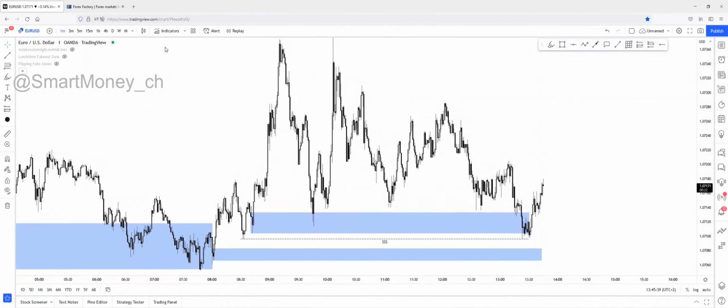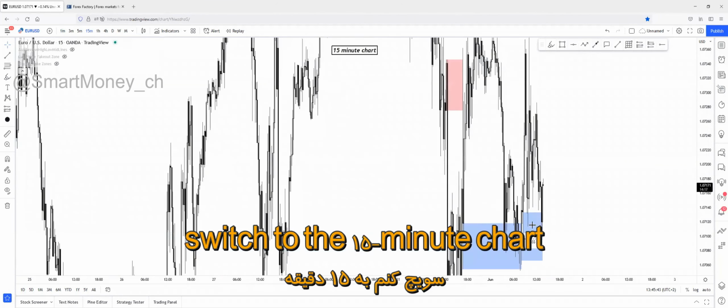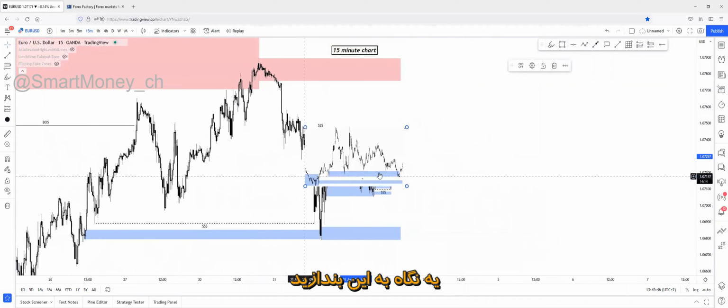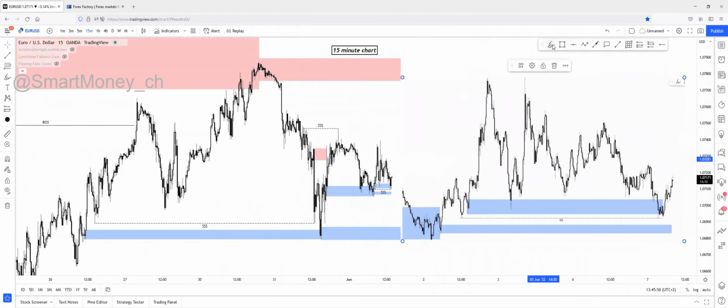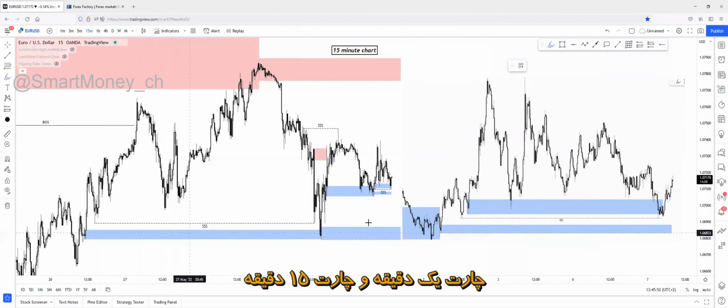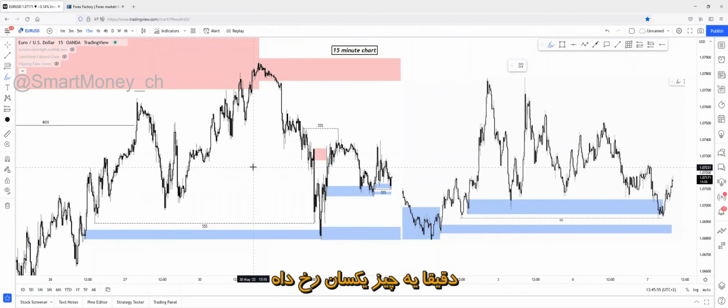Not like this. Like this. Switch to the 50-minute chart. Take a look at this, and take a look at this. 1-minute chart, 50-minute chart. The exact same thing that happened.